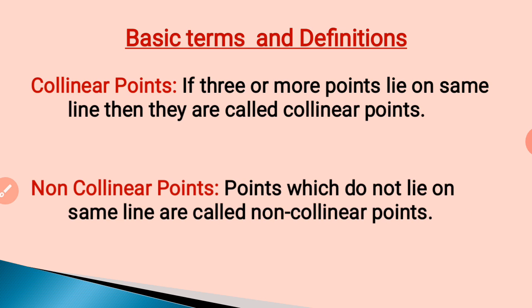The next, non-collinear points. Points which do not lie on the same line are called non-collinear points. So children, the first thing that I have drawn and shown you, those 3 points were not lying on the same line. Those sort of points are known as non-collinear points.